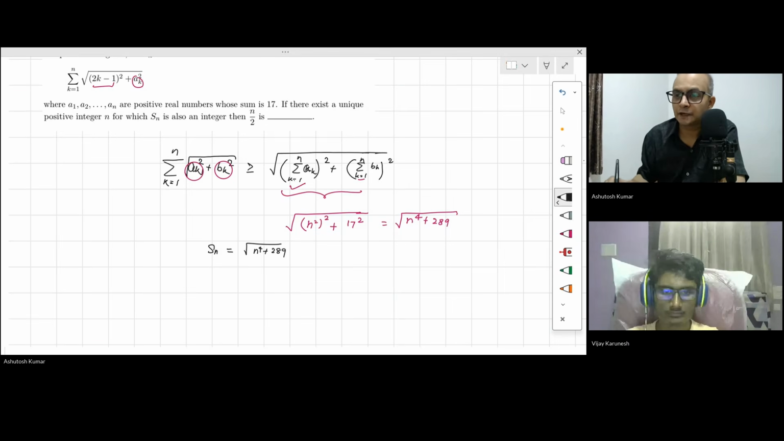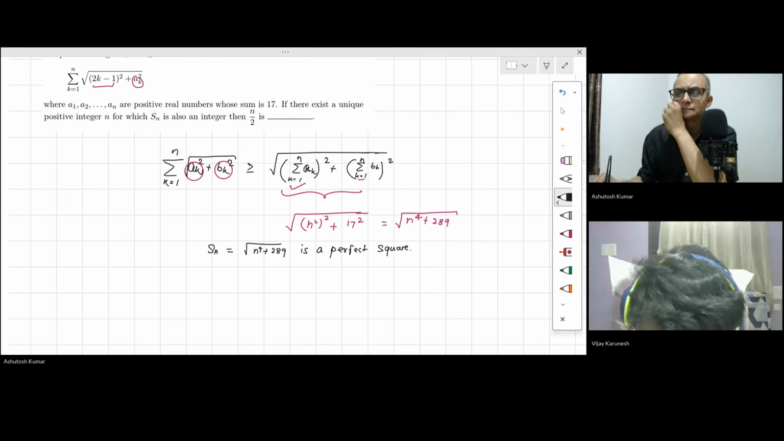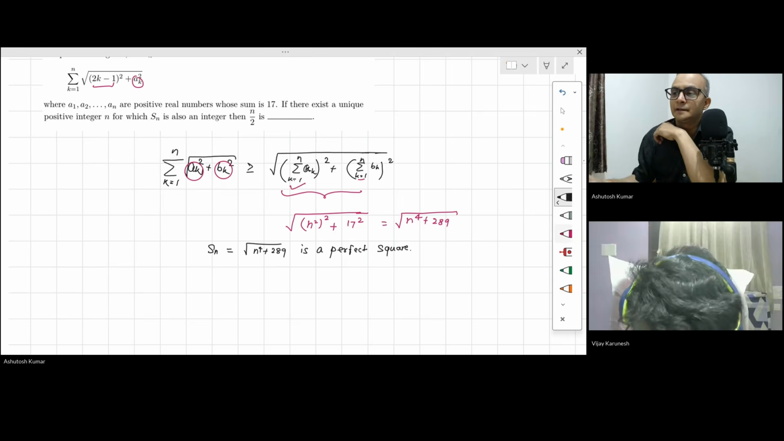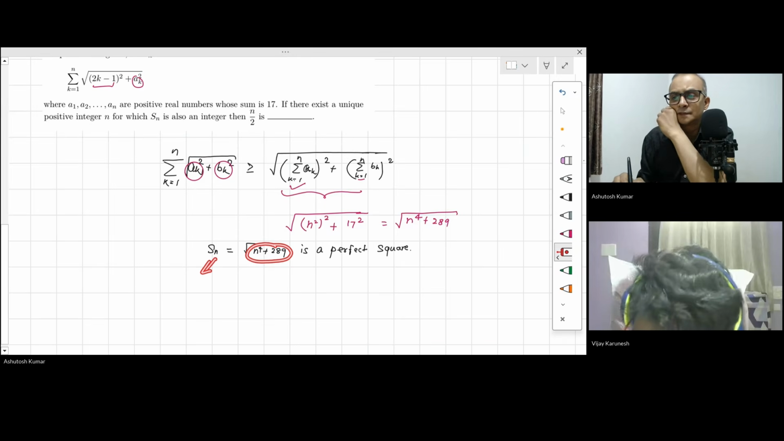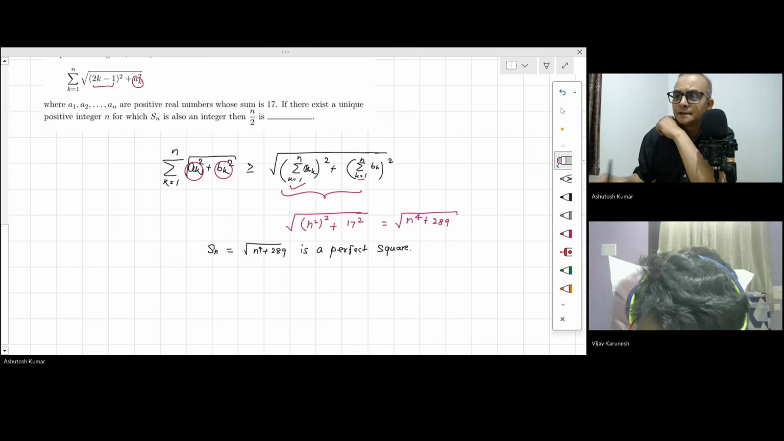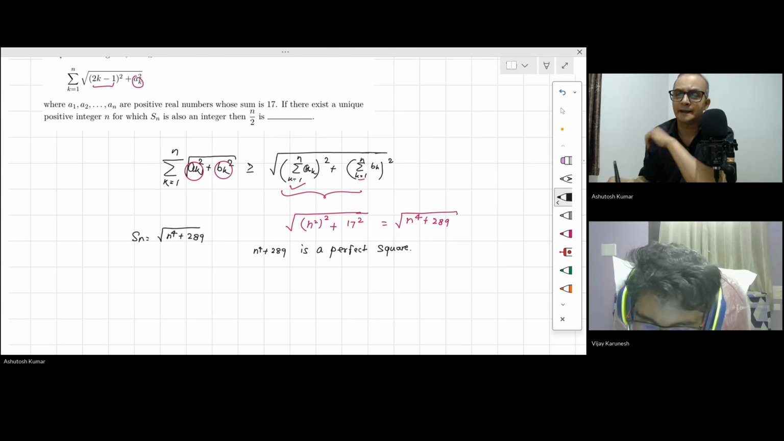So now, if this value is a perfect square, then only Sn will be an integer. Yes, sir. Correct? So I can say this way: Sn is this, so this value will be a perfect square. So I'm writing Sn here. Can I say, if this is a perfect square, then Sn is an integer.